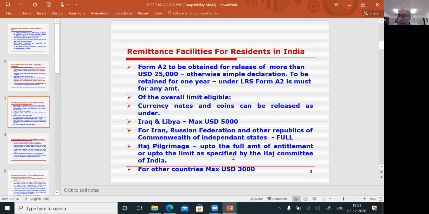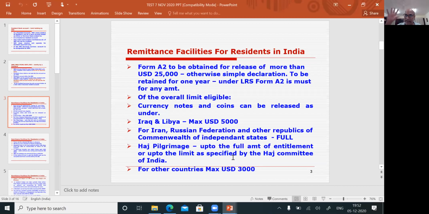Suppose the Hajj committee says 10,000 US dollars is sufficient, so only that much can be permitted in foreign currency notes. I'm talking about foreign currency notes. Out of the total entitlement, how much can a resident individual going abroad take in foreign currency notes? If it is Iraq and Libya, 5,000 US dollars. If it is Iran, Russian Federation and other Commonwealth countries, the full amount of his entitlement can be given in foreign currency notes. If he is going for a Hajj pilgrimage, how much foreign currency notes can he carry with him?